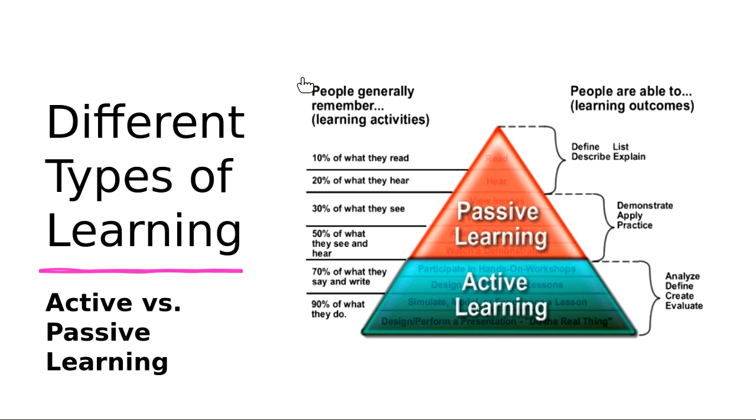So I'll draw your attention to the graphic. People generally remember 10% of what they read, 20% of what they hear, and 30% of what they see. And that's all a part of passive learning. That's being in lecture and just watching the professor and hearing them. But we remember 50% of what we see and hear, 70% of what we write and say, and 90% of what we do.